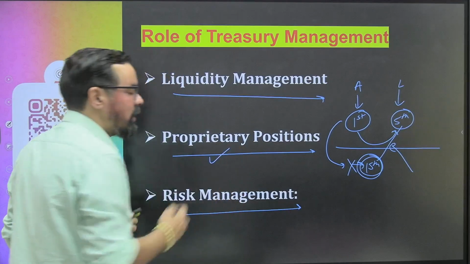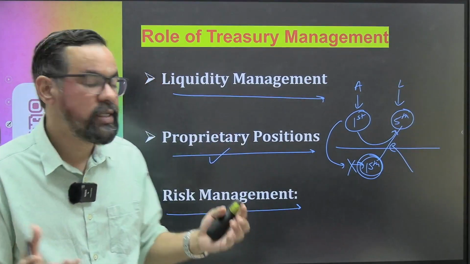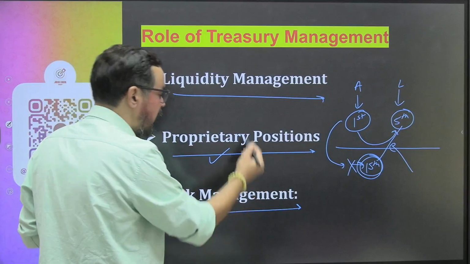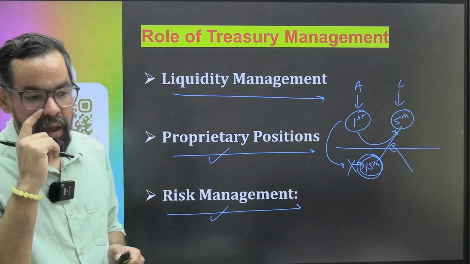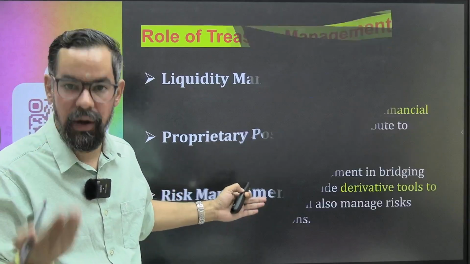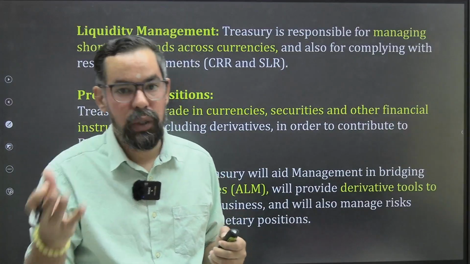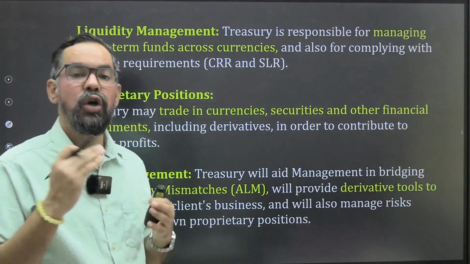Proprietary position, like your bank position in case of derivative, equity or currencies and all. And risk management, overall risk management. So it can be risk like liquidity or it can be risk like market risk, right? So where we have position and that position becomes partially illiquid or fully illiquid, how to solve that particular one?